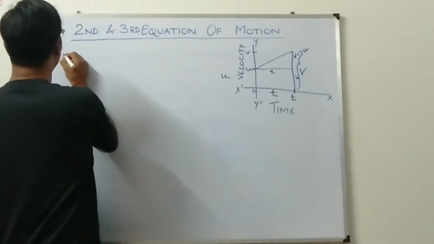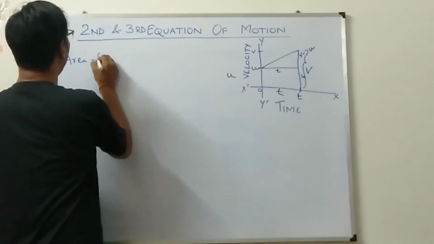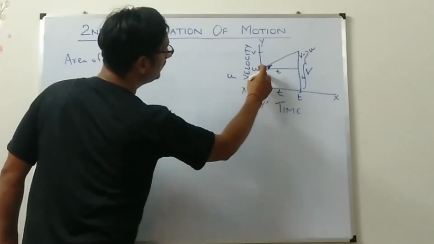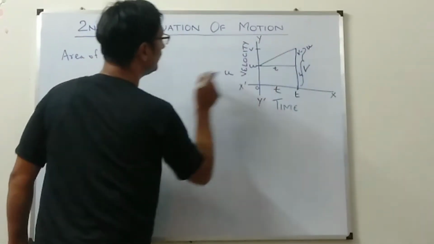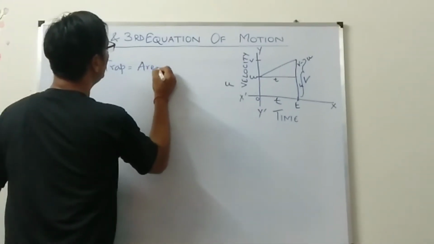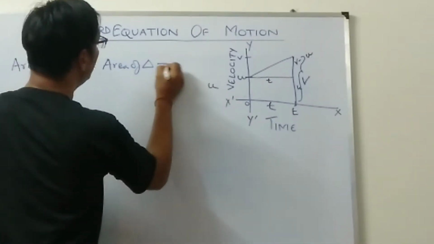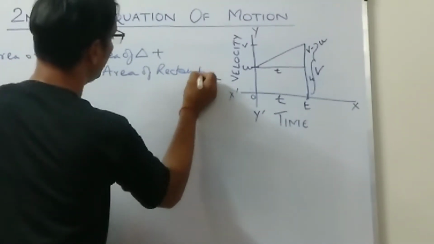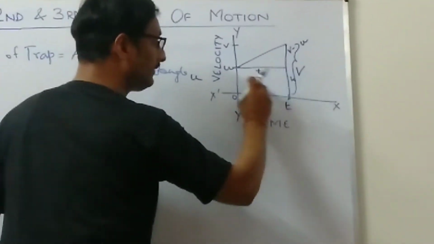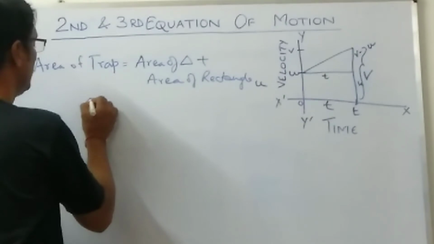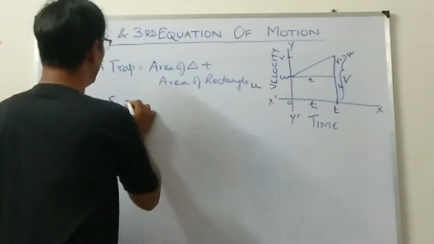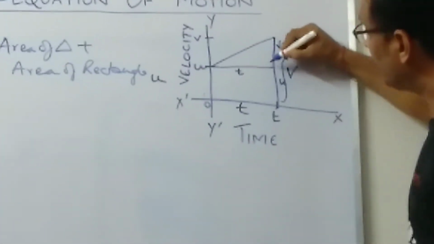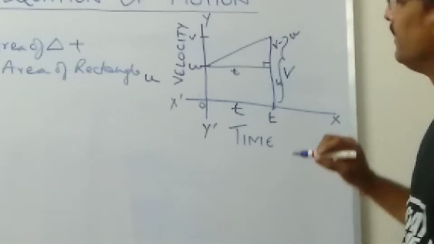So how will I find the area of the trapezium? This is made up of area of triangle plus area of rectangle. What is this area of trapezium? This is S. This is nothing but displacement. What is area of triangle? If you look at this triangle, here it is making 90 degree.